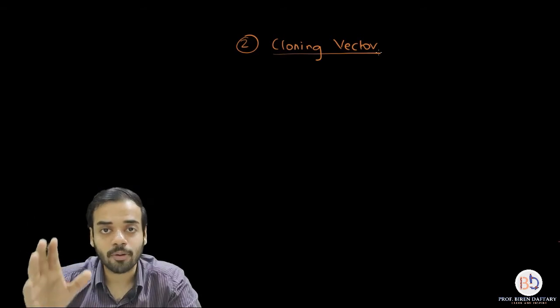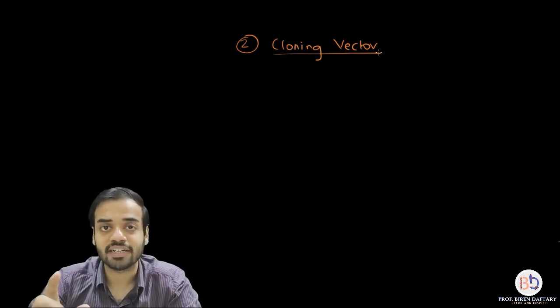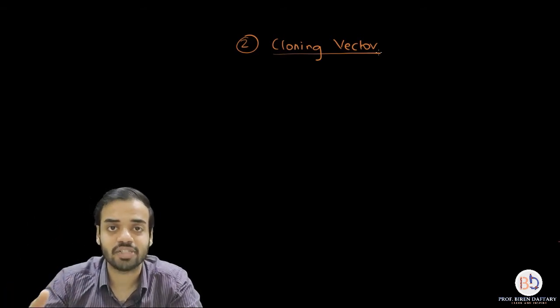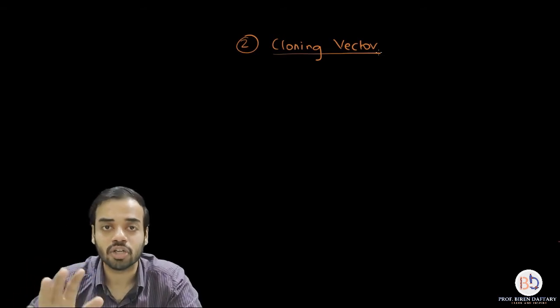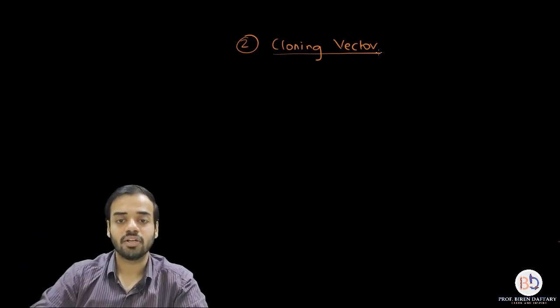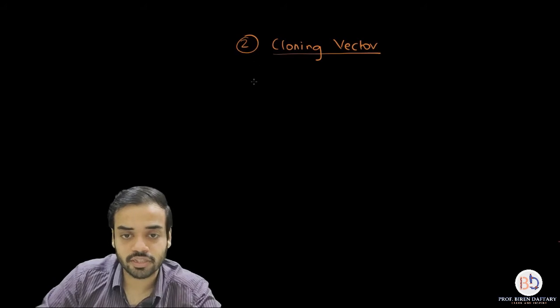So the job of a cloning vector is like a vehicle. It is to transport the desired gene or the desired DNA fragment into the host cell. Is this clear? Okay, so I will write down the function over here.